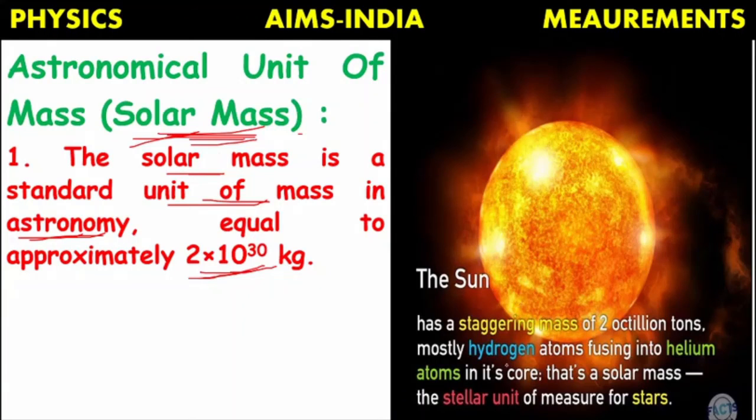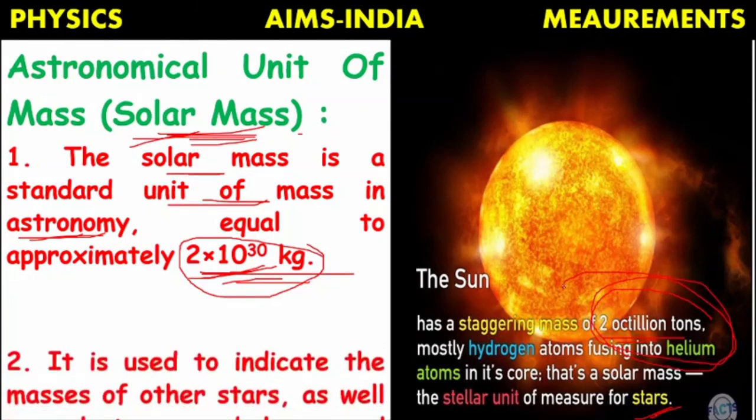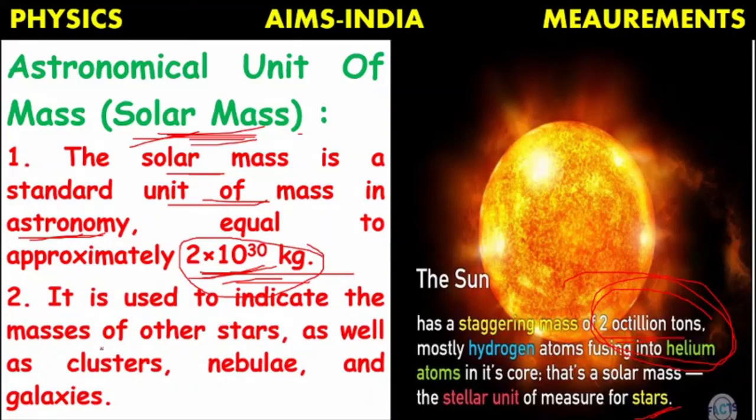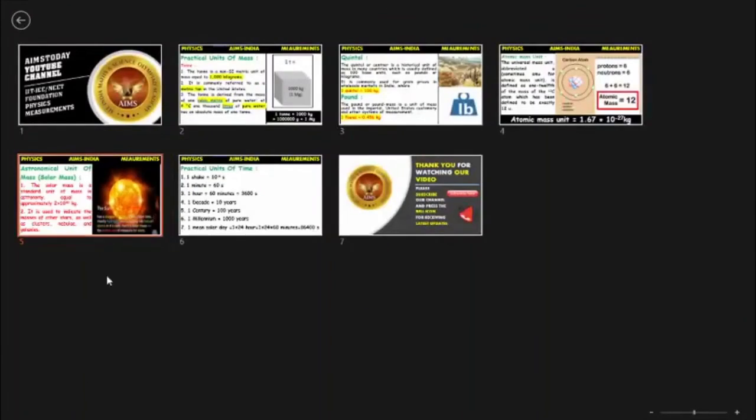The mass of the sun is mainly composed of hydrogen atoms fusing into helium atoms. It is considered as solar mass. It is used to measure the mass of the stars, whose mass is equal to 2 octillion tons, which is equal to 2 into 10 power 30 kg. So it is used to indicate the masses of stars, clusters, nebulae and other galaxies.